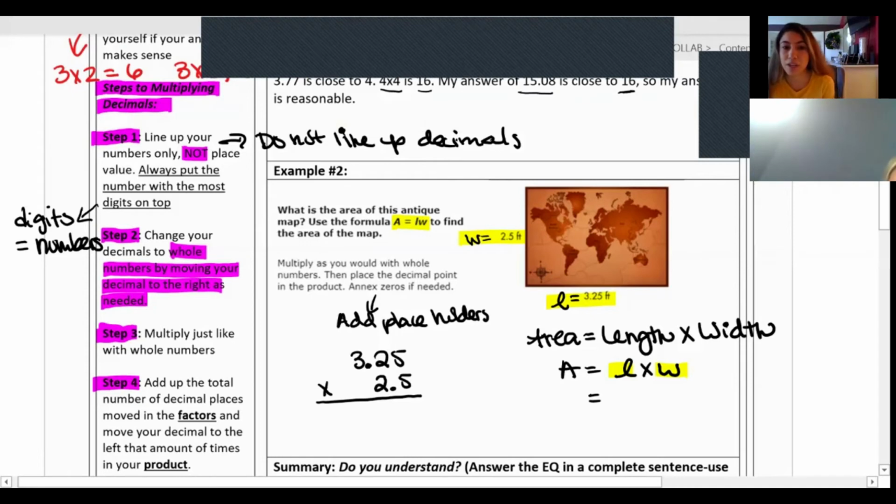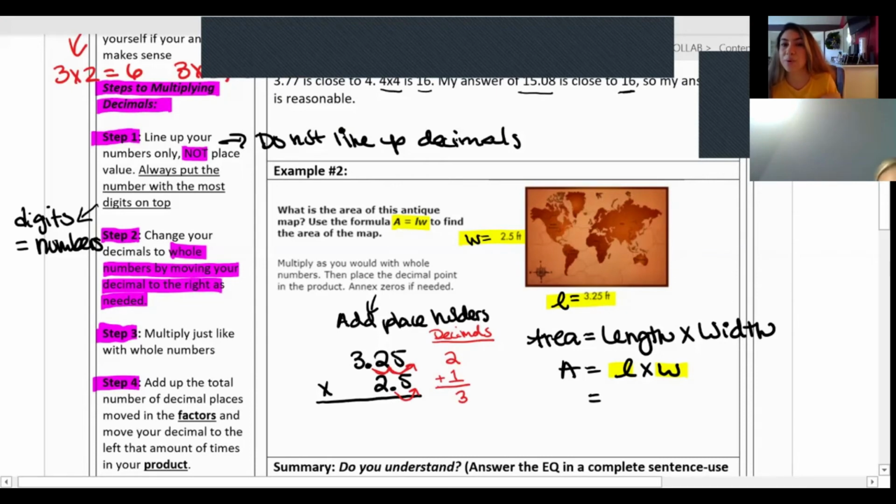All right? So now that we've lined up our numbers, we're going to move our decimals over to the right. And then we're going to make a note of how many times we moved over to the right. So in 3 25/100ths, we moved our decimal to the right to get a whole number, 325, twice. So that's 2 times. And then in 2 5/10ths, we moved our decimal over to the right 1 time. So let's make a note of that. When we add those up, in our end product, we're going to have to move our decimal from right to left 3 times.